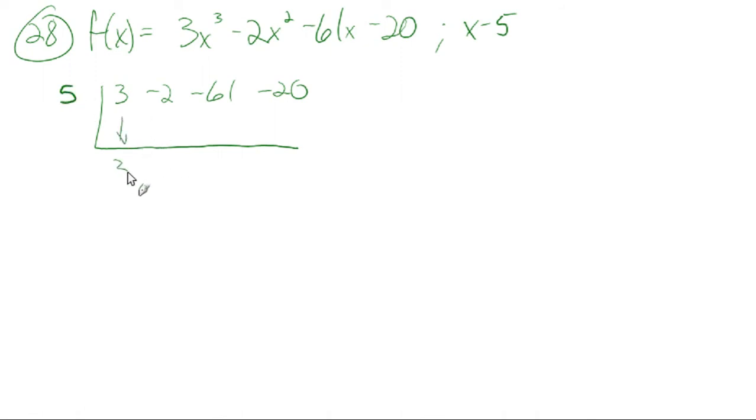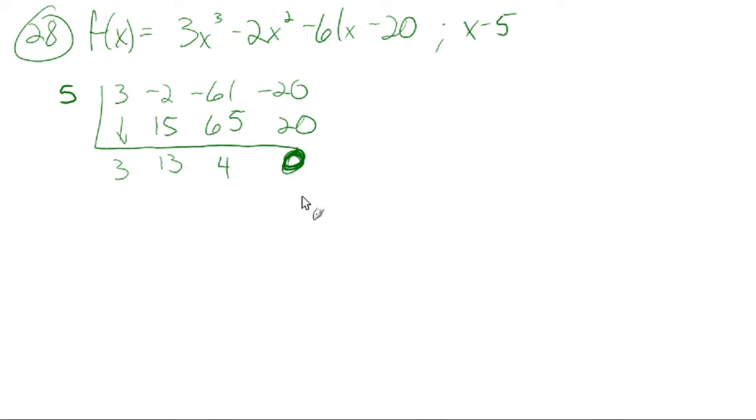And we begin. 5 times 3 is 15. 15 minus 2 is 13. 5 times 13 is, let's see, 65. And 65 minus 61 is 4. 5 times 4 is 20. Negative 20 plus 20 is 0. Make sure you get that 0 at the end.